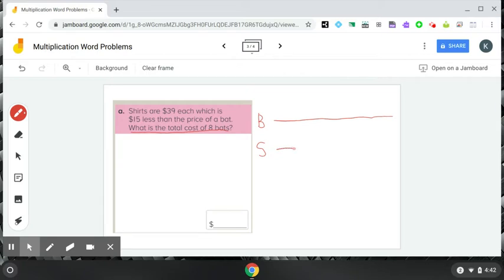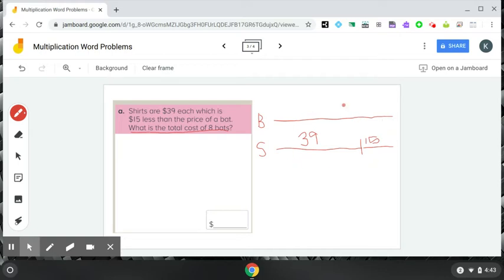shirts are $39, which is $15 less than bats. So I know bats have to be more than shirts. And how much more? It tells us $15 less. So I could see now that they've given me two parts. They told me shirts are $39, which is $15 less than the price of a bat.